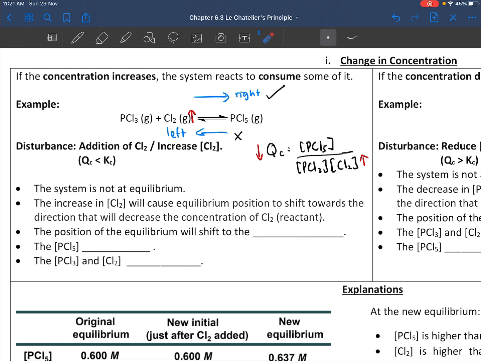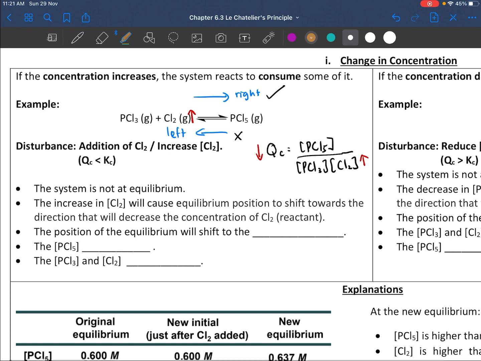Okay, so when Qc is less than Kc, that means the system is not at equilibrium. So the increase in concentration of Cl2 will cause the equilibrium position to shift toward the direction that will decrease the concentration of Cl2. Okay, so ini tips dia.